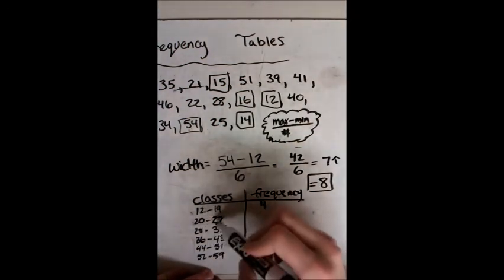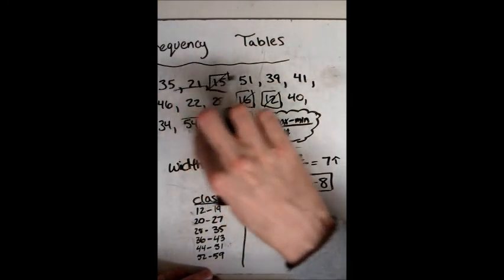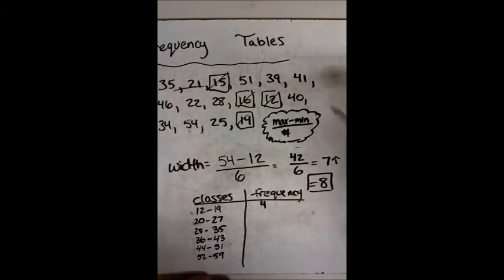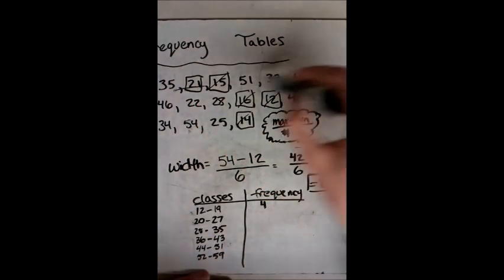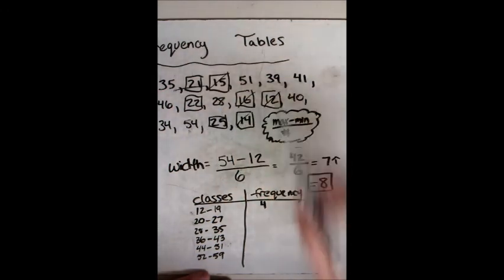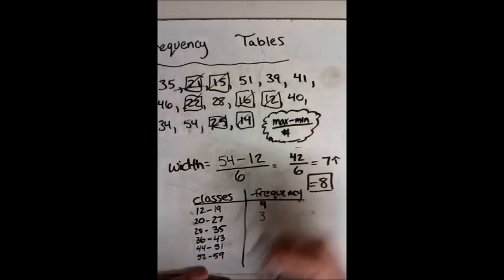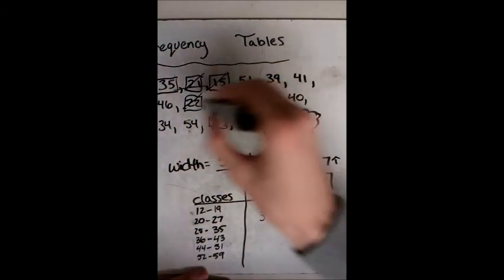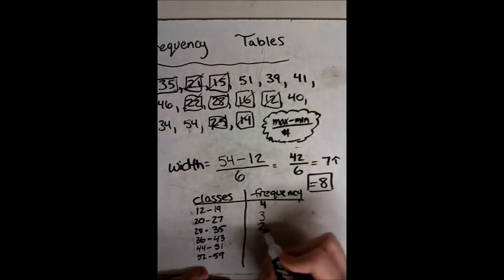Looking at the next range, 20 to 27. We're done looking at these. 54, I can erase it. I didn't mean to actually. I was marking that because it was the maximum. So 20 to 27, we've got 1, and 2, and 3. So we've got 3 numbers in that range. Those are gone. And then 28 to 35. 35 is 1, and 28 is 1. So let's say we've got 2 in that range.